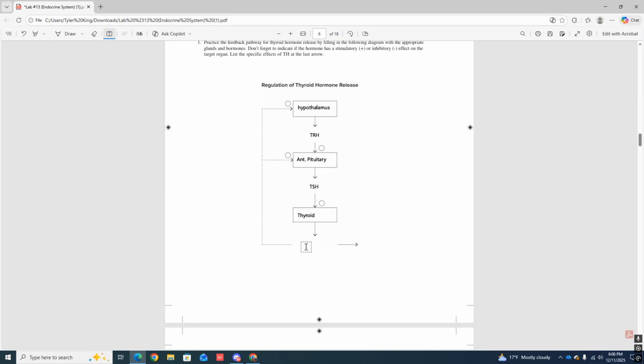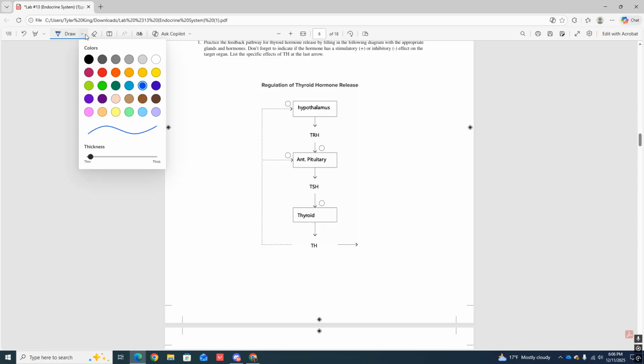And the thyroid is going to release TH, thyroid hormone. All right, very, very easy ones here. They all start with T. TRH for the hypothalamus, TSH, the stimulating hormone, for the anterior pituitary, and then thyroid hormone for the thyroid gland. Now we have these little circles here. What these are supposed to be indicating is whether it is being stimulated or inhibited.